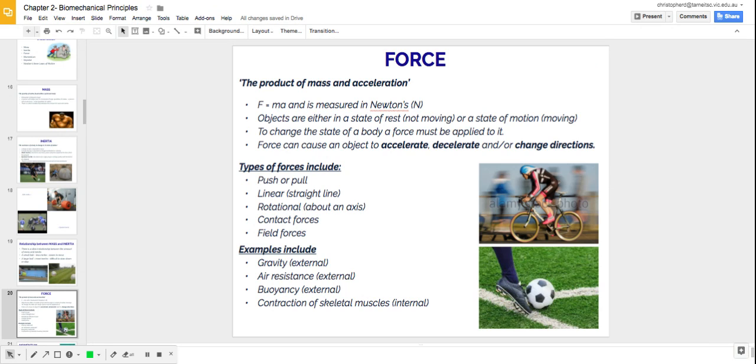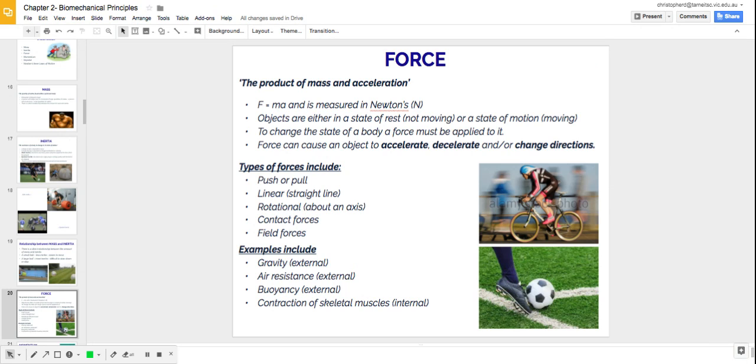When we look at force, force is the product of mass and acceleration, which is F equals ma. You're really going to need to know this. It is measured in newtons, or N. This relates to objects being either in a state of rest, meaning that you're not moving, or in a state of motion, where they are moving. To change that, a force must be applied. A force can cause an object to accelerate, decelerate, or change direction.